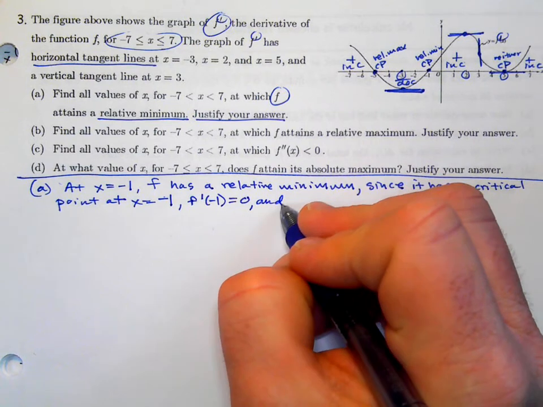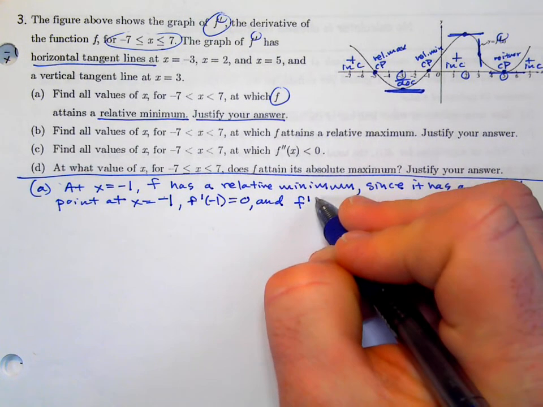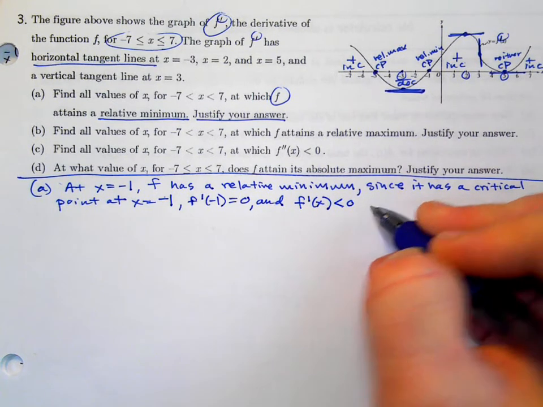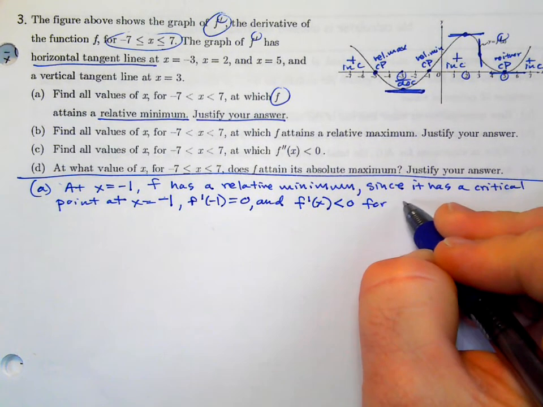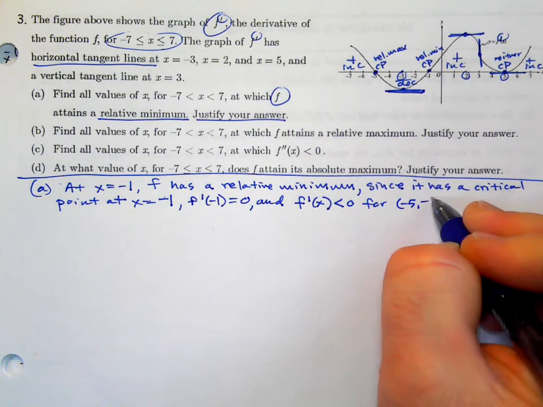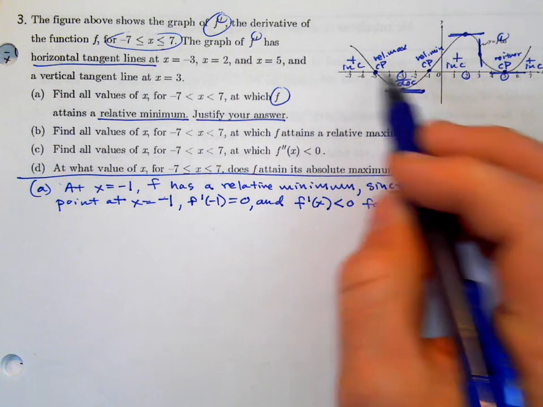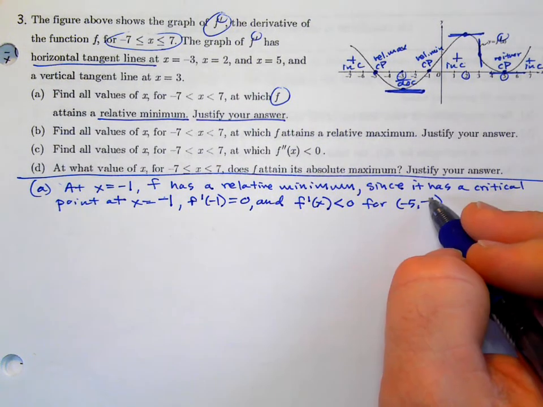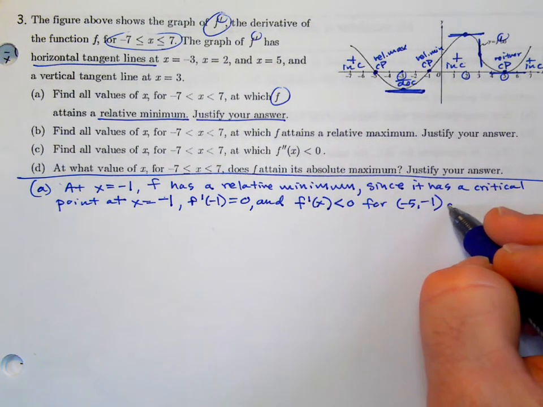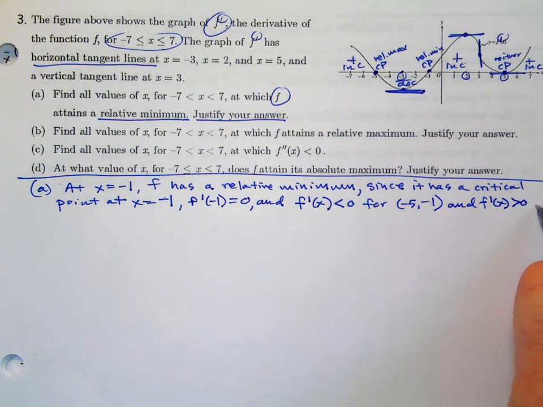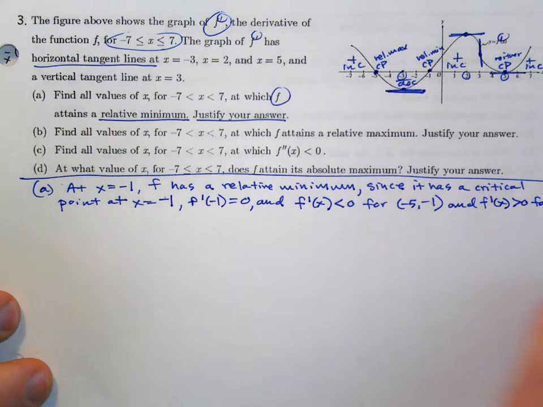And f prime of x in general, don't put -1 here, is negative. You could say it's negative, or less than 0, for the chunk to the left. I'm going to be specific. I'm not going to just say to the left because it's not negative to the left everywhere. It's positive eventually. So I'm going to describe the interval, and then describe that the derivative is positive on the right side, from -1 to 5. So that's a good answer right there.